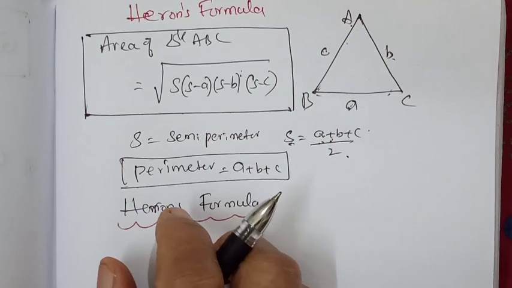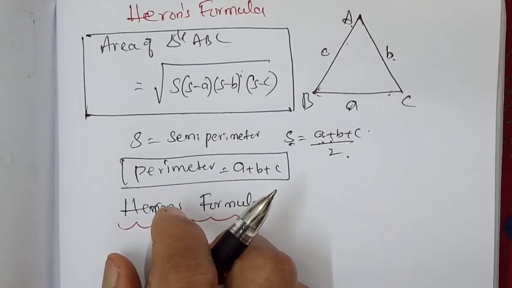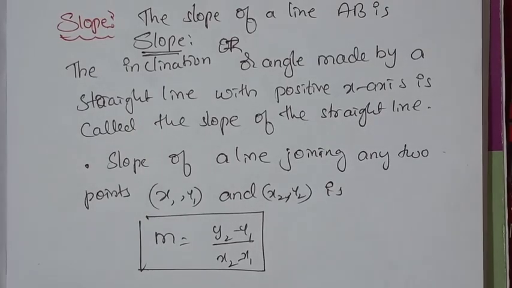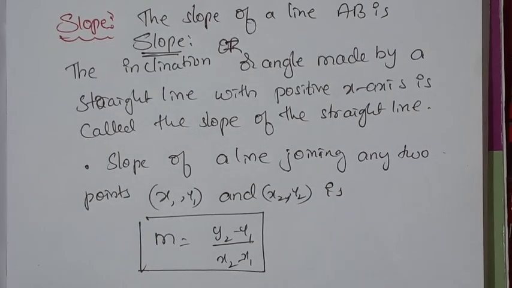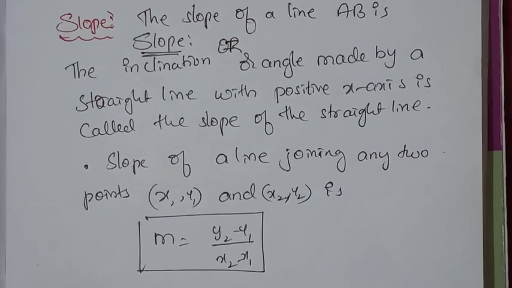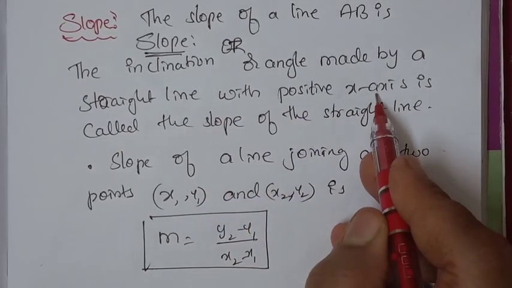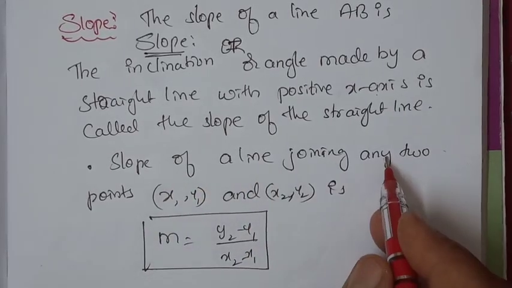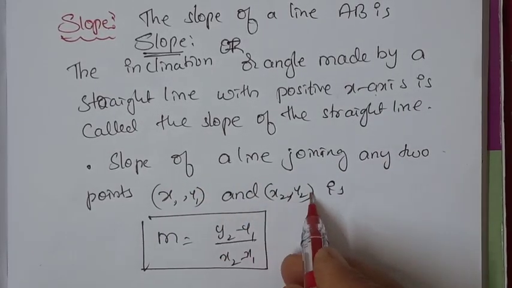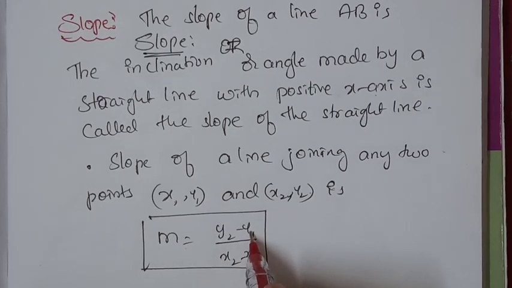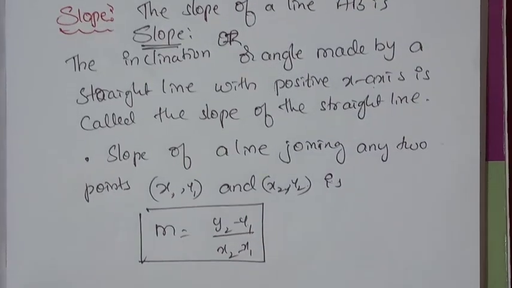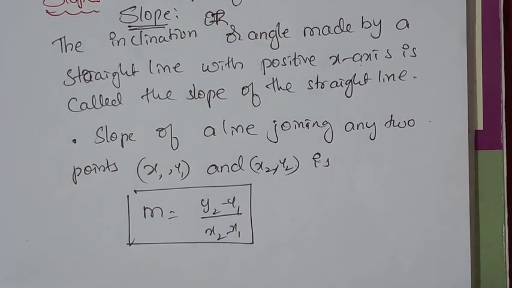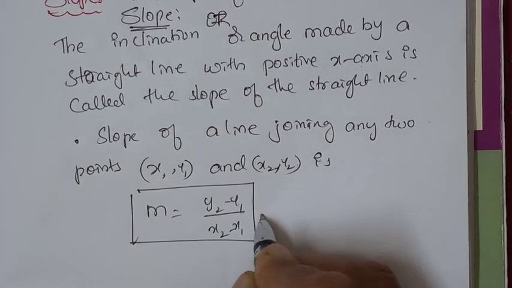That is slope. What is slope? The inclination of an angle made by a straight line with the positive x-axis is called the slope of the straight line. Okay, the slope of a line joining any two points (x1, y1) and (x2, y2) is m equal to (y2 minus y1) by (x2 minus x1). This is the difference of y coordinates by the difference of x coordinates. This is the slope of the line.